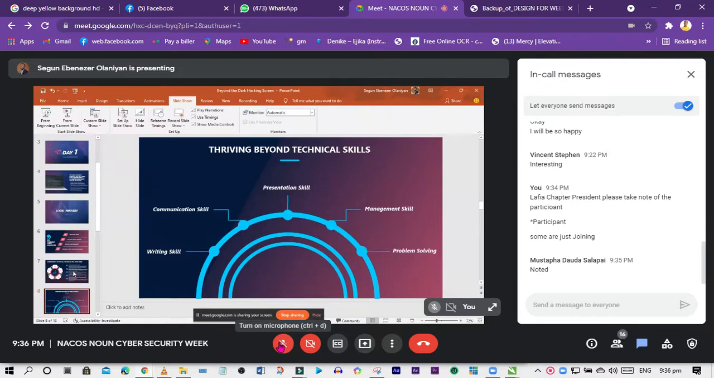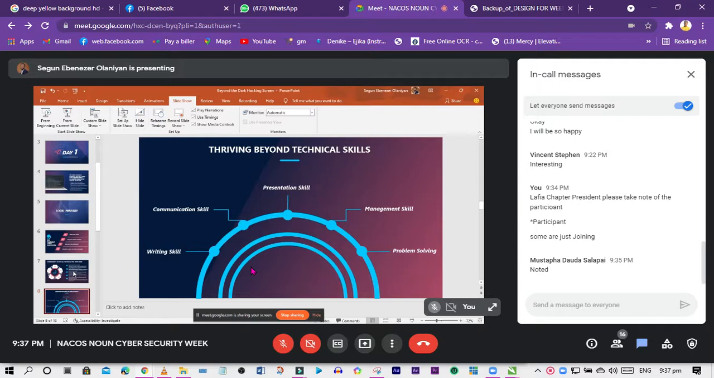So in the industry, soft skills give you an advantage over somebody that has all these hard skills, all the technical skills, and does not possess the soft skills. For example, if you are a very good ethical hacker, you know how to up your game very well, but you don't know how to do presentation.